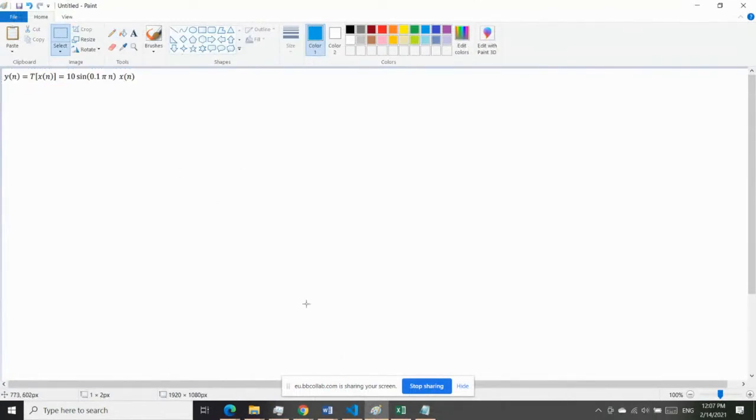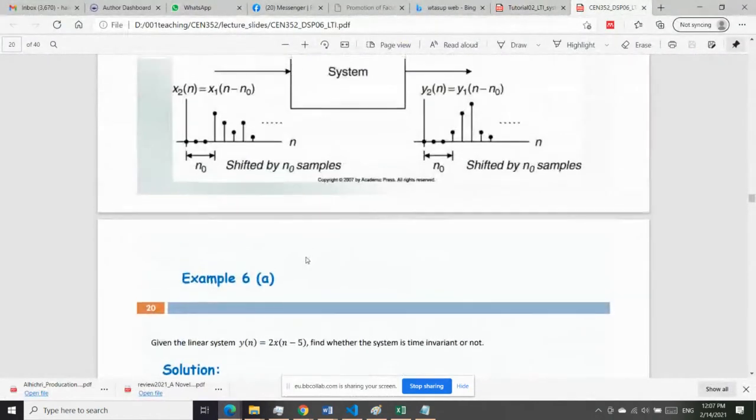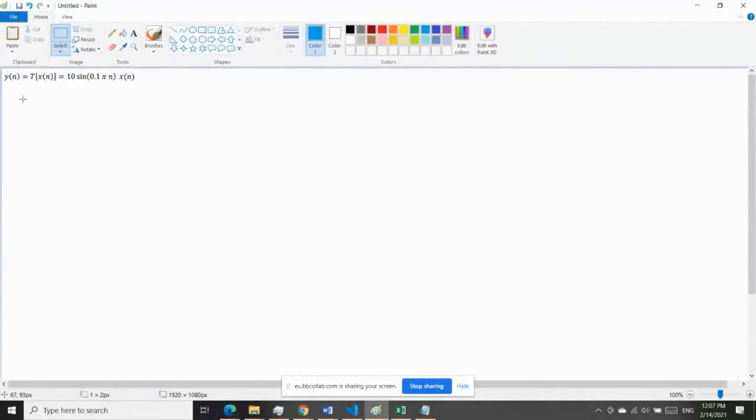So we have to prove that it is time invariant. Let's recall what time invariant means. Time invariant means that if we have a shifted input, if x2 is a shifted version of x1 by n0, then the output will also be a shifted version of the output y1 by n0. So if we have x, this is basically the system. So let y1 be the output of x1.